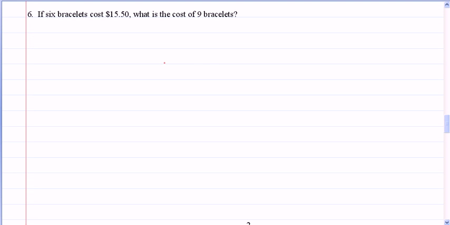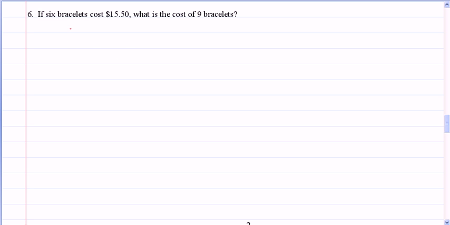Now for the last 5 problems, we'll look at some word problems, setting up word problems by using proportion. So for the next 5 examples, we will look at word problems that involve proportions.